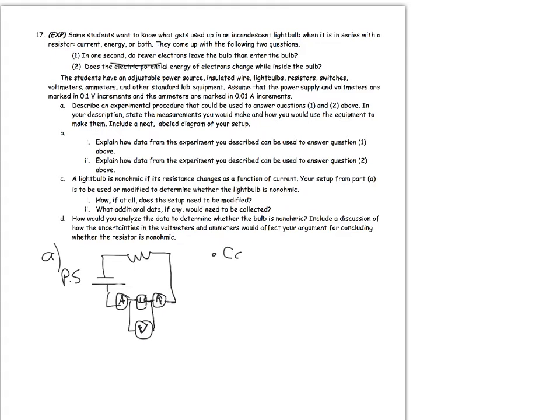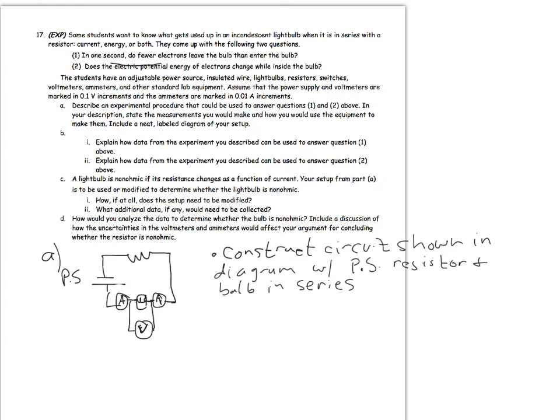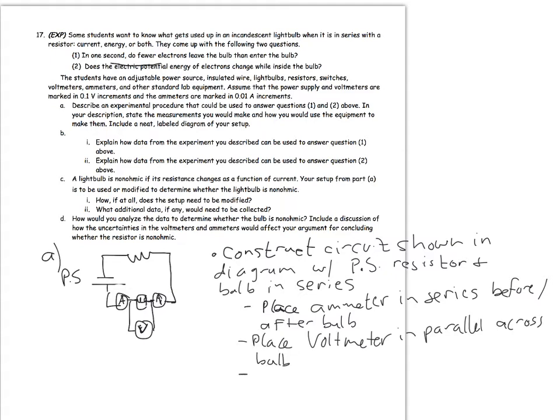First, I'm going to construct the circuit shown in the diagram. I'm going to connect the three basic elements in series. I'm then going to place an ammeter in series before and after the bulb. And I'm going to place a voltmeter in parallel across the bulb. And the last thing, and this is the completed trial piece, I'm going to turn on the circuit so that we can get readings of our current and our voltage.